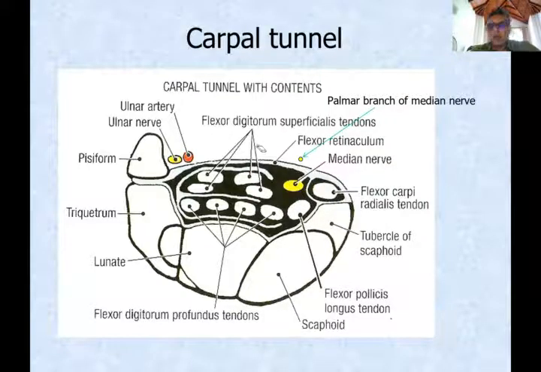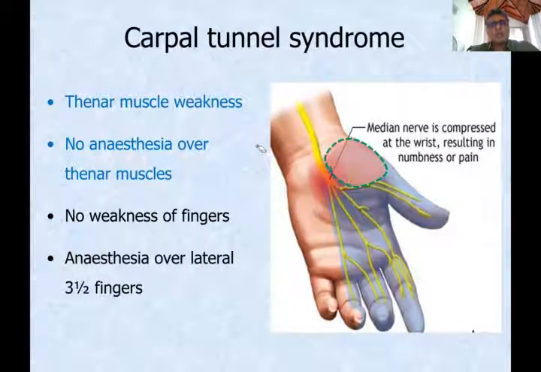Okay, tendons are tough tissues. They don't have any big effect when the pressure goes up. So this is the basic problem here in carpal tunnel syndrome. Then this is the clinical picture of carpal tunnel syndrome.